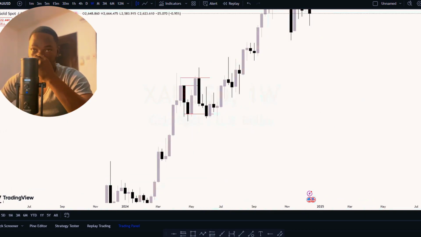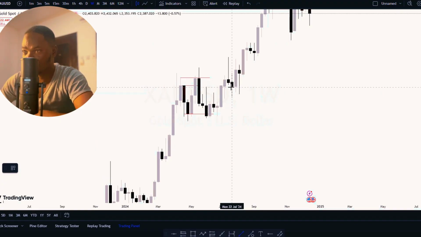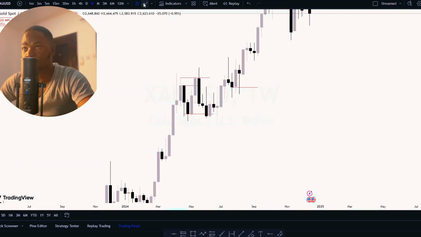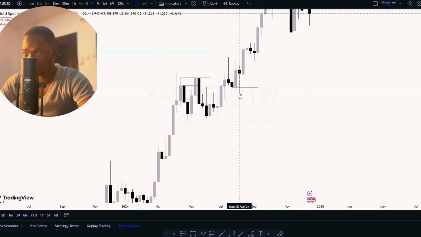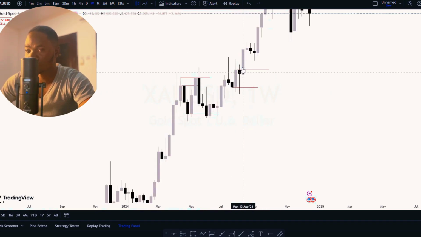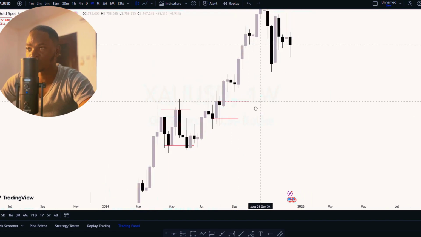Now look here, this is an SNR level. You have that V shape, price touches it and closes above. So what do you have? You have a rejection. This is a rejection. This is a breakout, and it's a clean breakout because this is an SNR level A. The price comes above it and closes above, so this is a clean breakout.